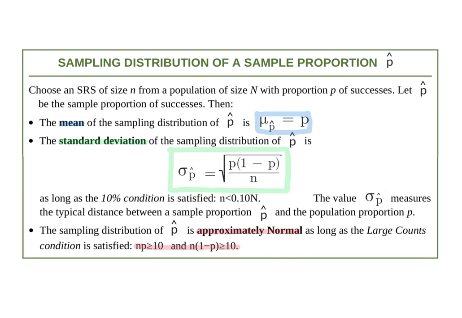And then last up, our sampling distribution of p hat is approximately normal, so its shape is approximately normal, as long as the large counts condition is satisfied. That means that our sample size n times our population proportion p is greater than or equal to 10, and n times 1 minus p is greater than or equal to 10. So that large counts condition must be met in order to assume that anything is approximately normal, because obviously if we assume things are approximately normal and they're not, any decision that we make based on that assumption is going to be wrong, and we don't like that.